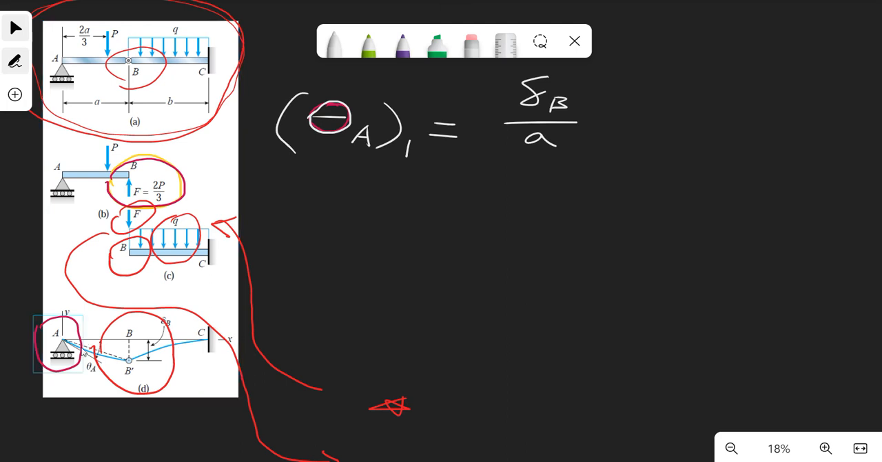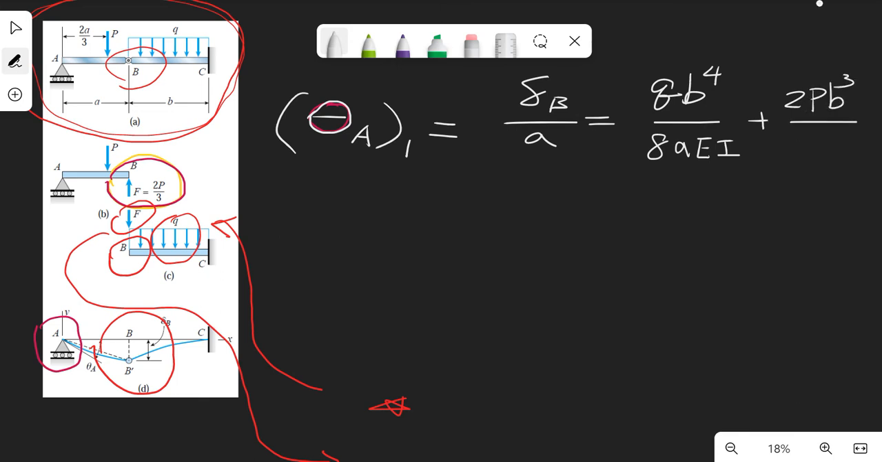The distance here is A, so the angle here is delta V divided by A. Okay, so this is the forced partition of the theta A. And because we already have the delta V, we can easily write down QB 4 at A EI plus 2PB 3 and 9A EI, just divided by A. Okay, this is partition 1 for the angle.